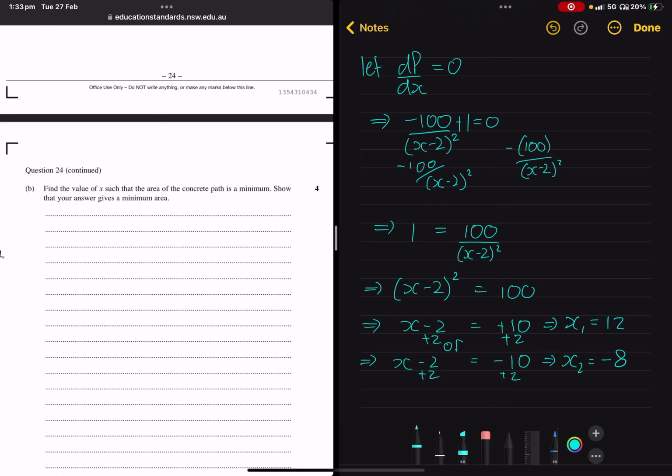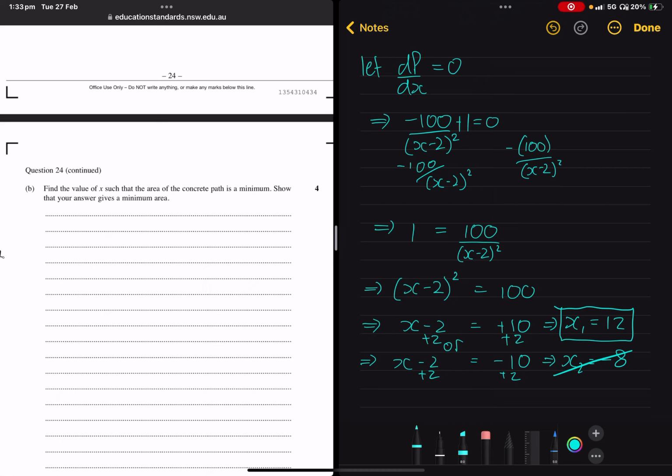Now, of course, minus 8 is not possible. This is not a possible solution because x is one of the physical dimensions of a path, so it has to be positive, so you can immediately ignore this. So x is 12 is either a min or max.